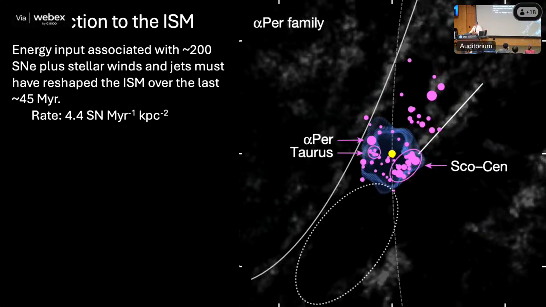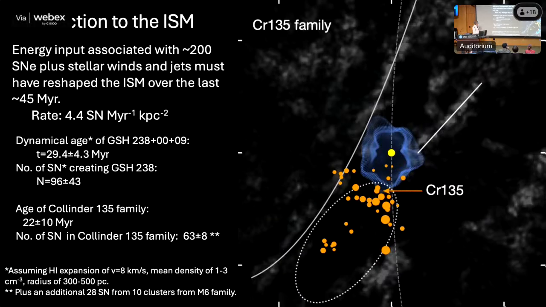And then finally, there's the Colander 135 family. This one, I think, had the best case in Cameron's paper for trying to match up what we see in the interstellar medium, which is this. So Cameron took the properties of that expanding H1 supershell, along with models of supershell expansion, and you can infer an age of about 30 million years for this supershell, and a total number of supernovae of about 90 or 100 supernovae to create this giant supershell.